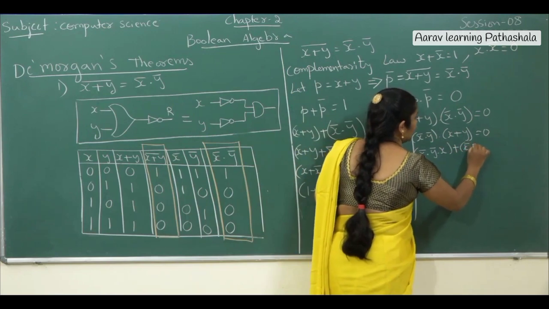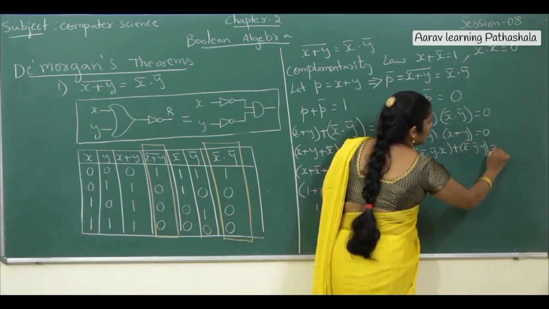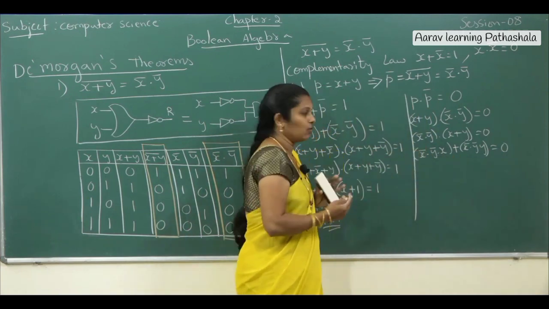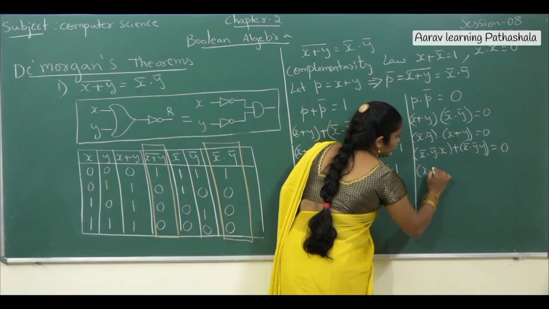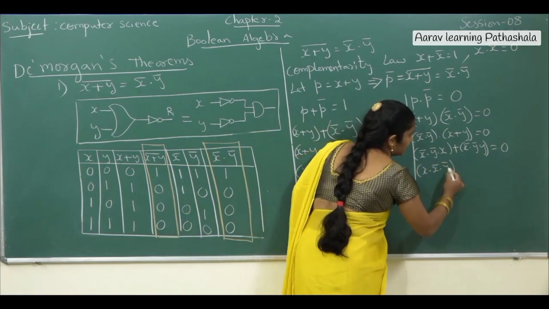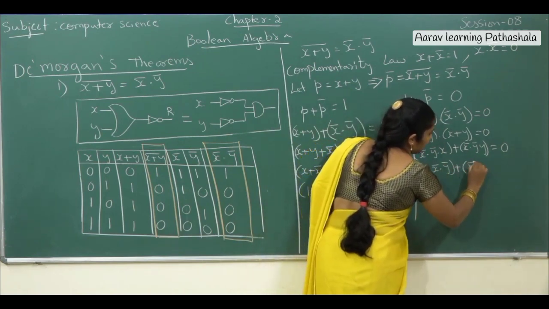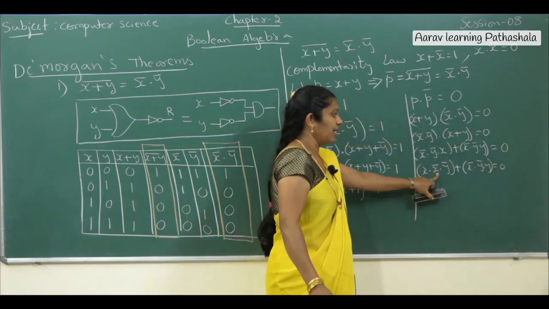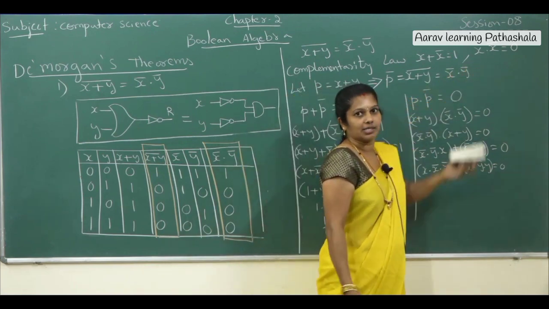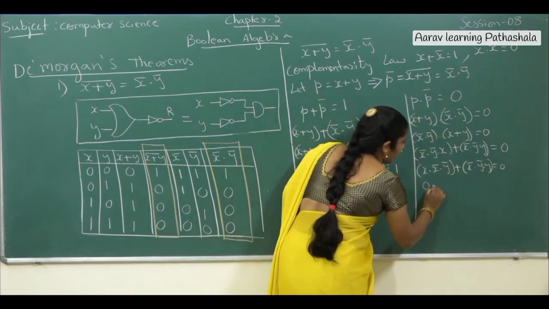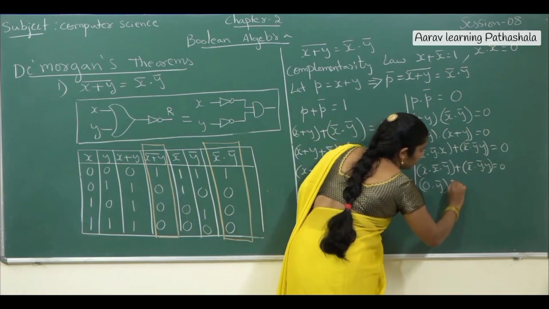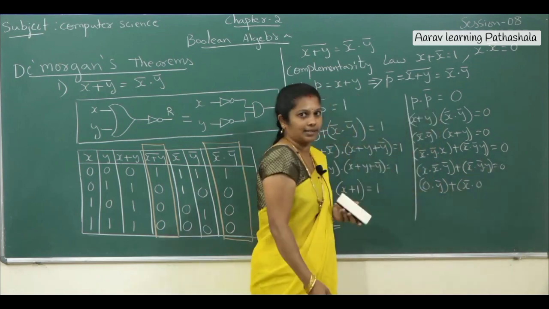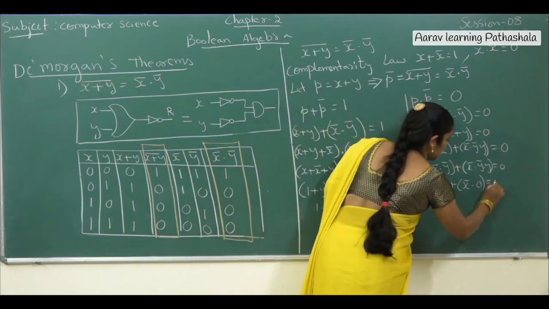x bar into x bar into y bar into y equals 0. For our convenience, all the x we will take one side. Then x into x bar into y bar plus x bar into y equals 0. Now x bar into x, what is the value? x bar into x is nothing but 0. 0 into y bar plus x bar into 0, because y bar into y is nothing but 0 only, that is equals to 0.